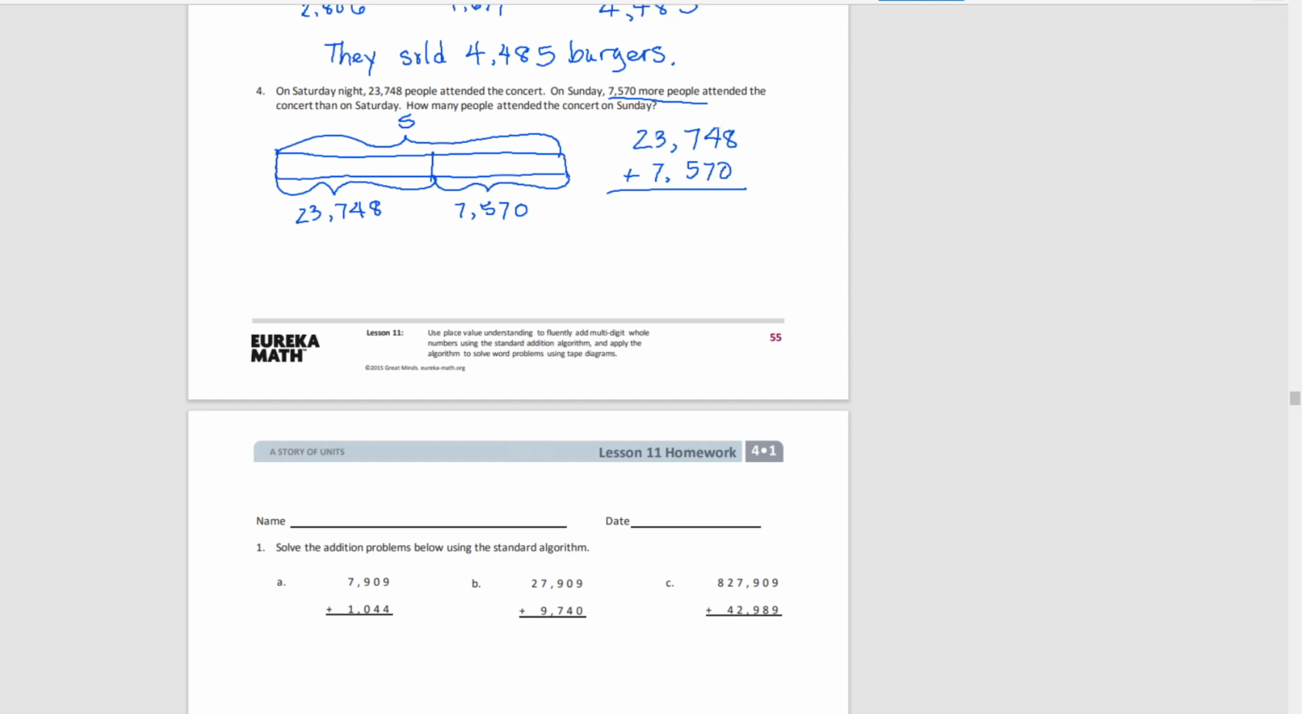So 8 plus 0 ones is 8 ones. 4 plus 7 tens is 11 tens. 7 plus 5 hundreds plus 1 more is 13 hundreds. 3 plus 7 plus 1 is 11 thousands. 2 plus 1 10 thousands is 3 10,000s. So 31,318 people attended on Sunday. And that's the end of lesson 11.